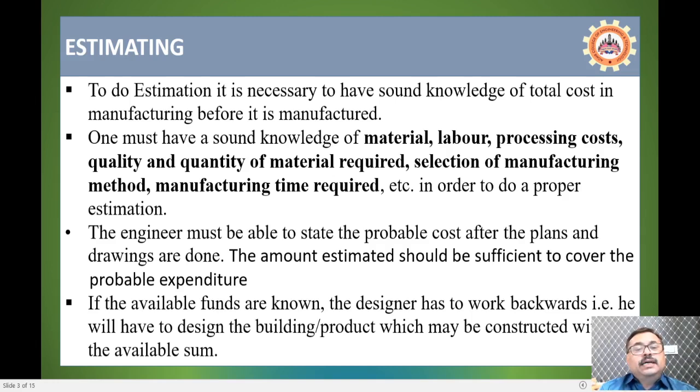An engineer can state the probable cost after the plan and drawing is done. The amount estimated should be sufficient to cover the probable expenditure which is incurred in manufacturing a product. If the availability of funds is known, the designer can do the reverse calculation, that is, backward calculation, so that he can design the product or the building depending on the available cost or available sum.